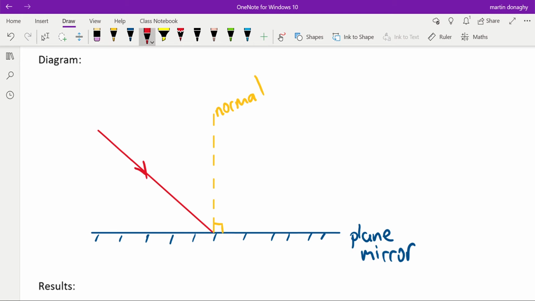And we always measure this angle in here. Okay, so the angle between the ray and the normal, we use the letter I to denote it, but it is called the angle of incidence.